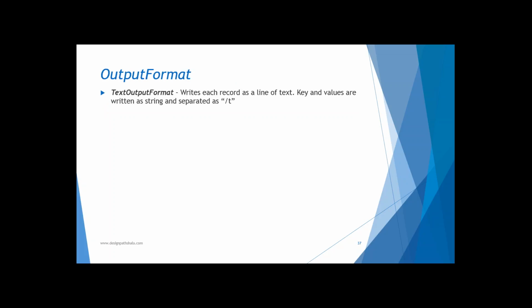And as I was saying, text output format is the default output format which is invoked if you don't define your output format. It writes your keys and values separated by slash t. If you remember, the output of our MapReduce program came out tab separated only. So in Hadoop, in most cases, the keys and values are by default separated by slash t, and records are separated by slash n.